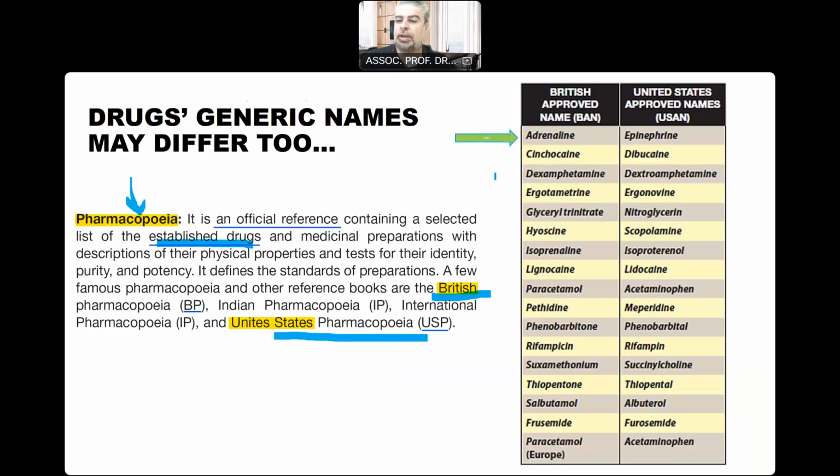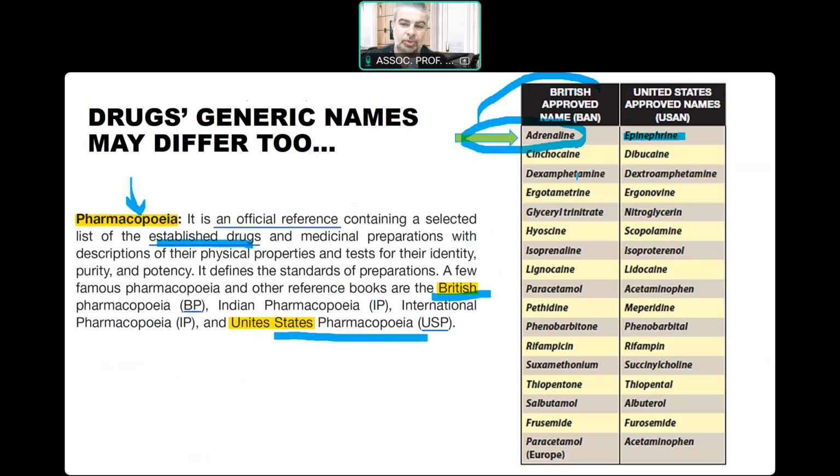So whenever you find the name adrenaline, this means that the reference we are following is the British Pharmacopoeia or the Malaysian Pharmacopoeia too. While in the United States Pharmacopoeia, we find it under the name of epinephrine. This is for you to prevent confusion: if you find the name epinephrine in a textbook, it doesn't mean another substance. It is the same as adrenaline.